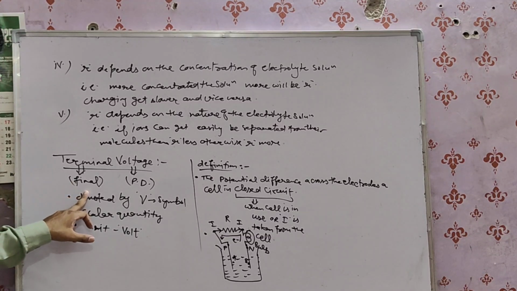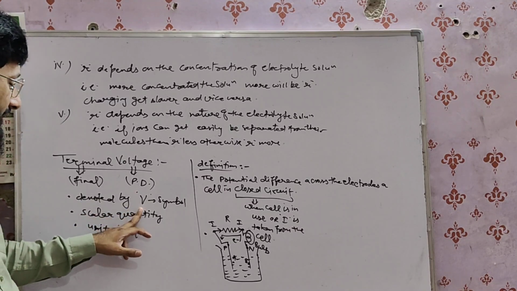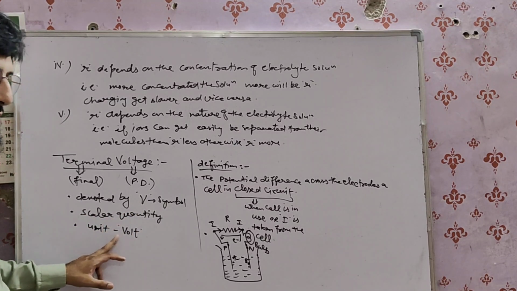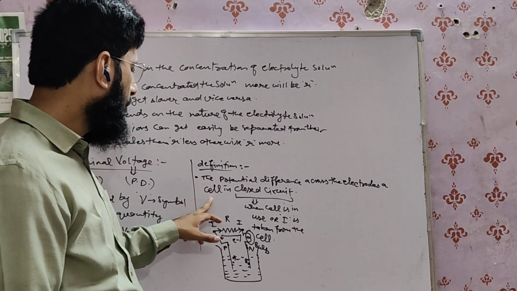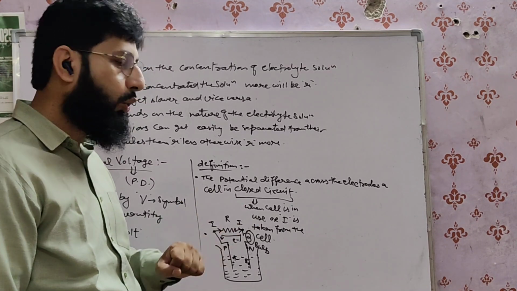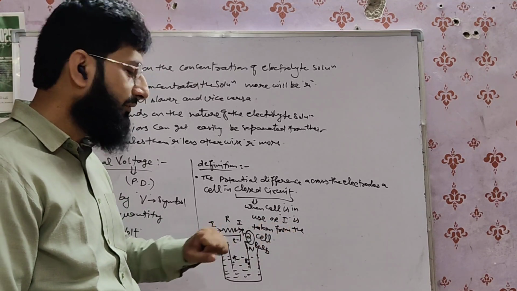Now the last one is terminal voltage. Terminal means final. Voltage is definitely a potential difference denoted by V. It's a symbol, it's a scalar quantity, its unit is volt. Its definition is the potential difference across the electrodes of a cell in closed circuit. What is a closed circuit? When the cell is in use, or current is taken from the cell.